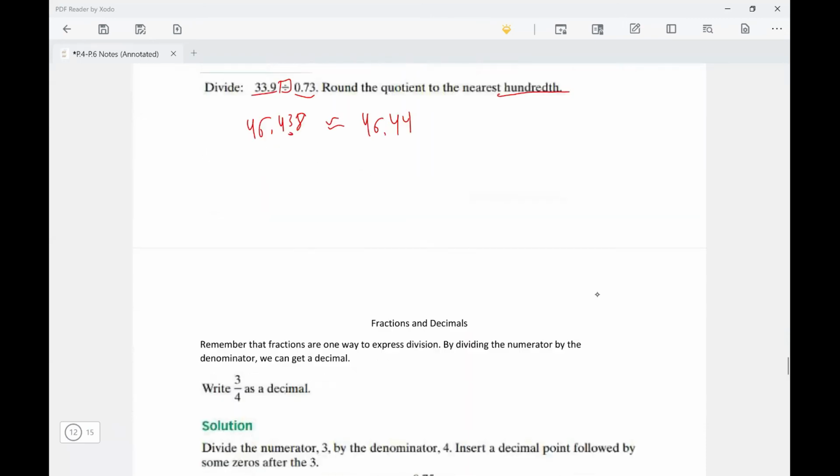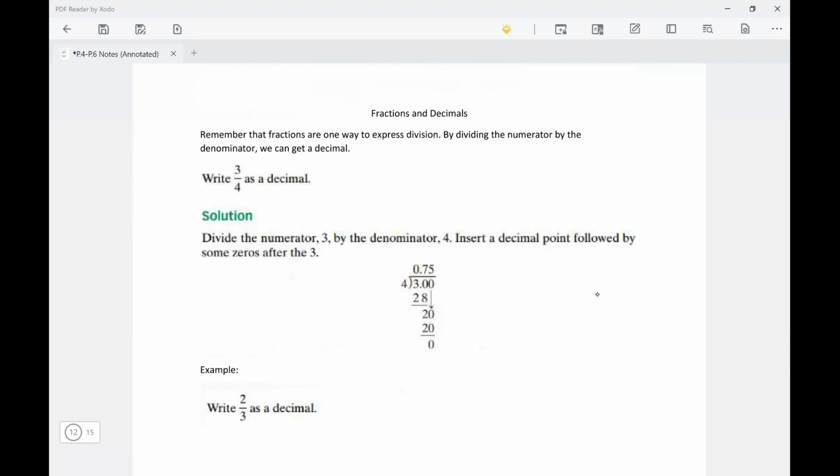Okay. So we'll keep moving along. We're going to look at fractions and decimals at the same time now, right? So remember that fractions are just expressing division between two numbers. So if we divide the numerator by the denominator, we're going to get a decimal, right? So this one says write 3 over 4 as a decimal. So that's the same thing as 3 divided by 4. And you can check that it's equal to 0.75, right? So we're also given that down here with this long division if you wanted to do it that way.